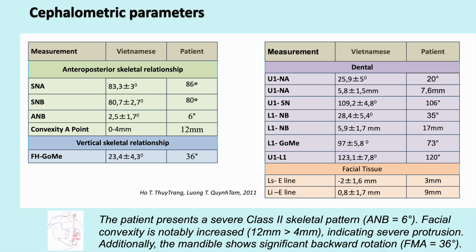Cephalometric analysis confirmed a severe skeletal Class II pattern with an ANB angle of 6 degrees. The SNA was 86 degrees, indicating a protrusive maxilla. Vertically, the patient is hyperdivergent with an FMA of 36 degrees, contributing to an increased lower facial height.